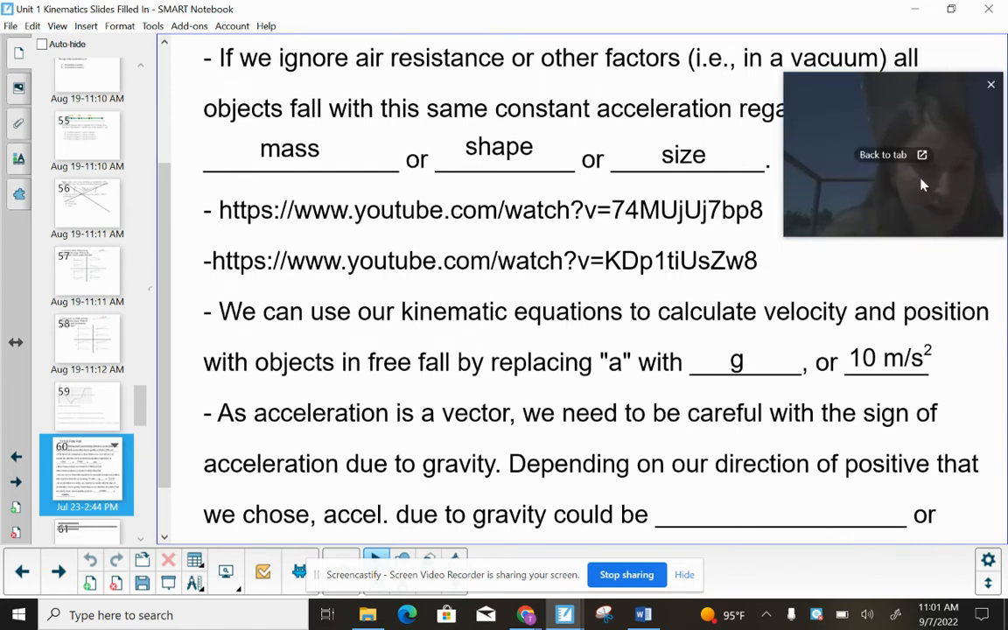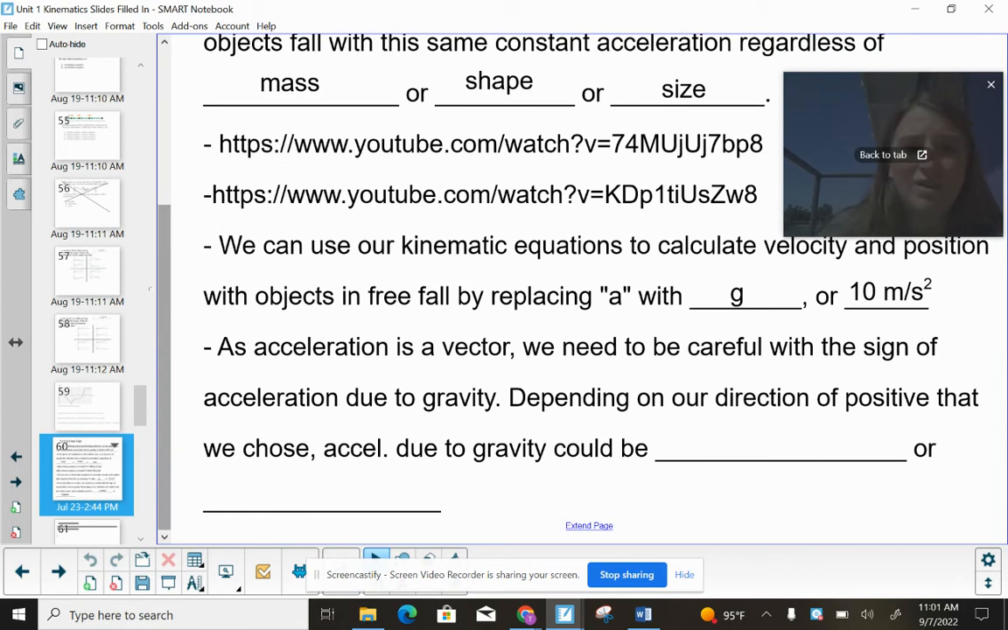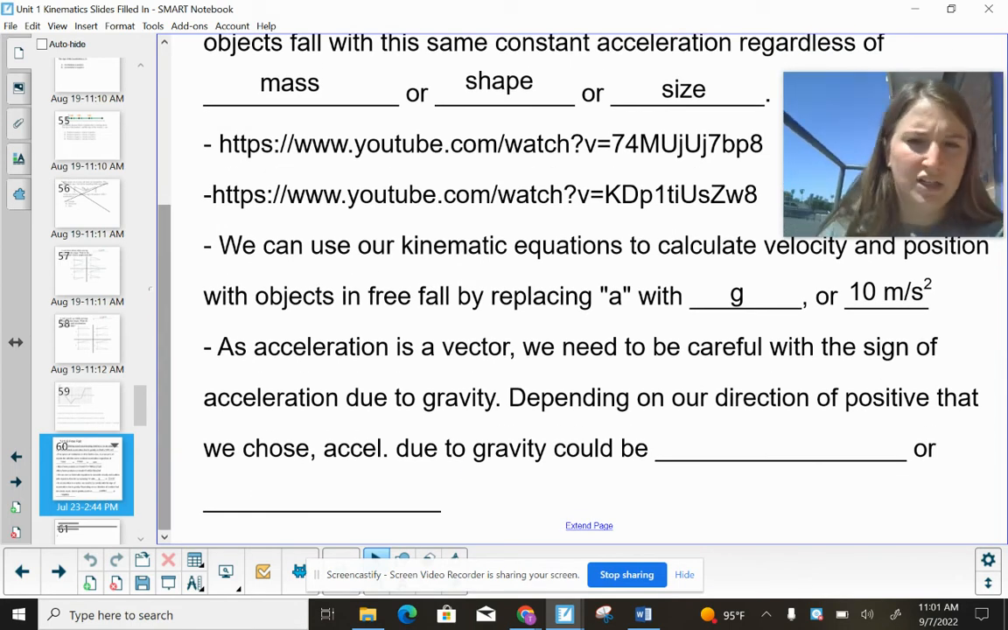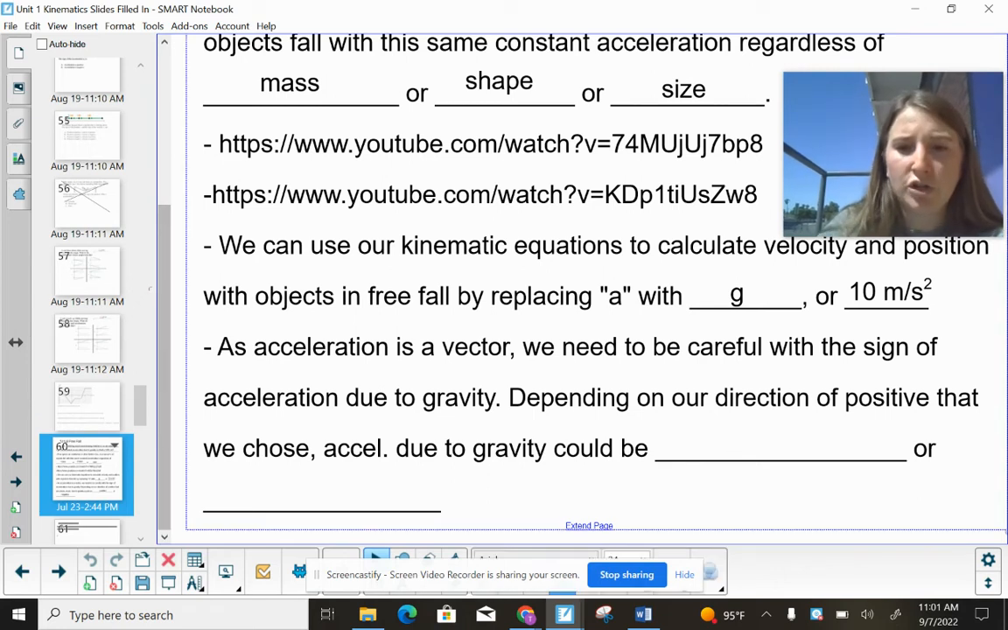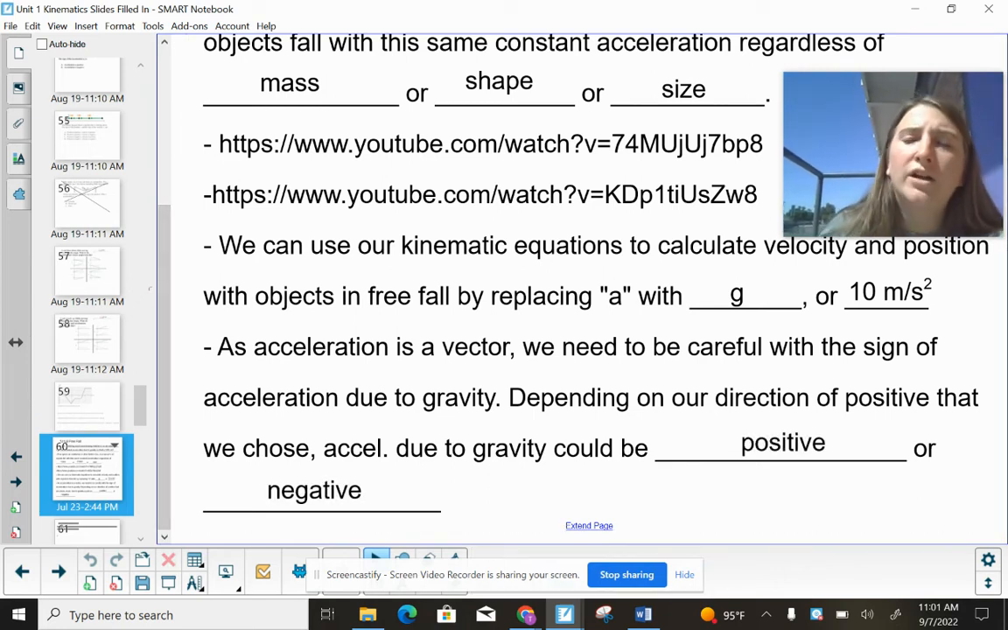Now, as acceleration is a vector, we need to be careful with the sign of acceleration. Again, I kind of gave you guys this hint a couple days ago. Depending on our direction of positive that we choose, acceleration could be positive or it could be negative. We have to be careful.